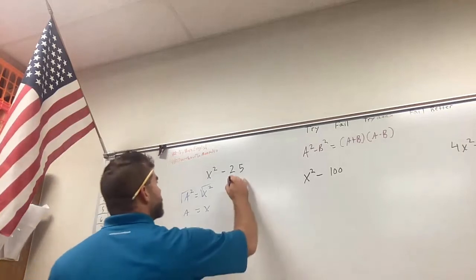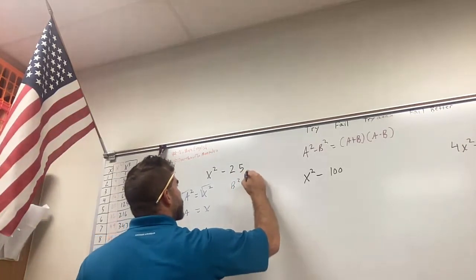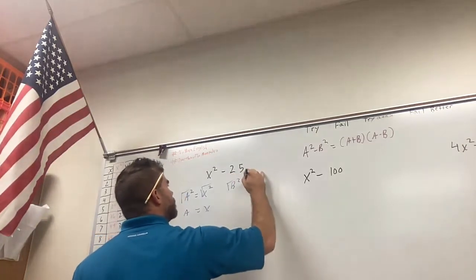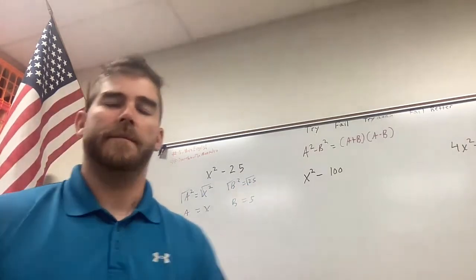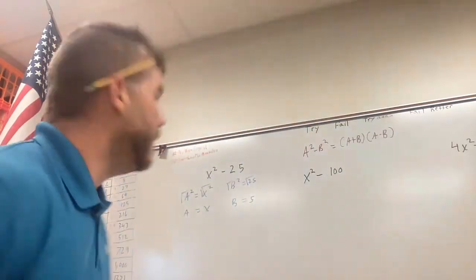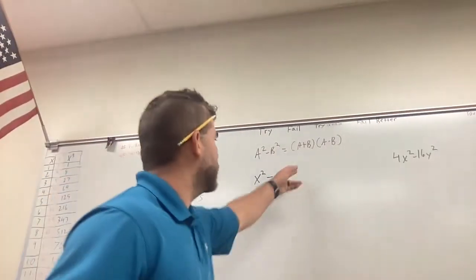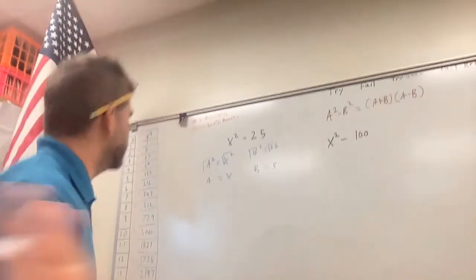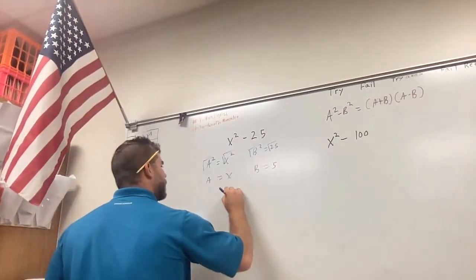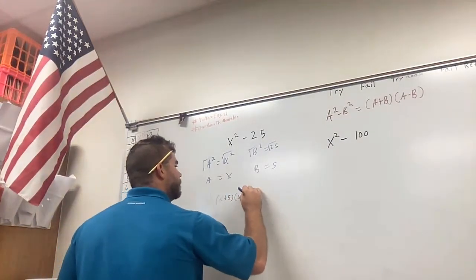Do the same thing for 25. I'm going to set it equal to b squared. So b squared equals 25. I square root both sides. I have b equals 5. So I identified my a, identified my b. And now I'm going to plug it back into this formula where it's just add your a and b, subtract your a and b. Ends up being x plus 5, x minus 5.